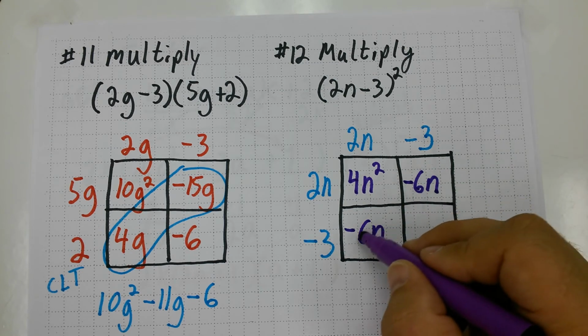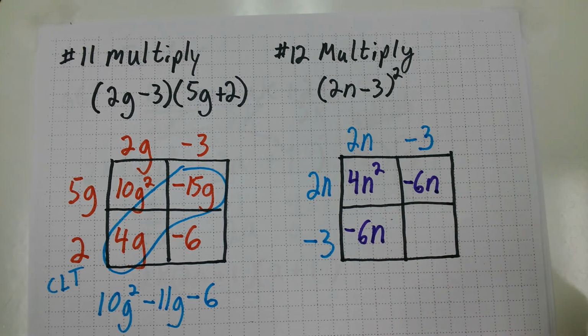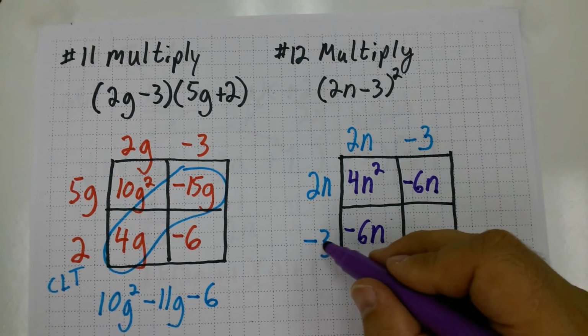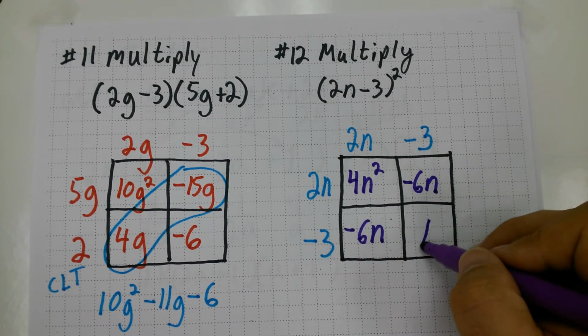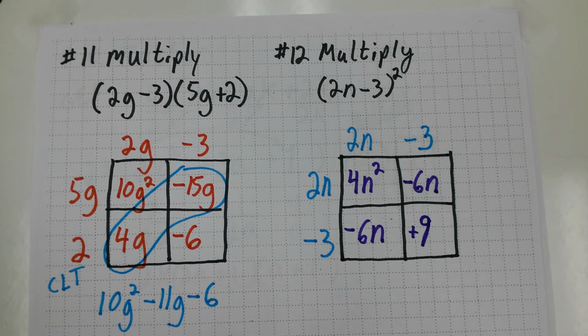Notice they're going to combine later on the diagonal. I'm going to add them. Negative 3 times negative 3 gives me positive 9, because a negative times a negative is positive.